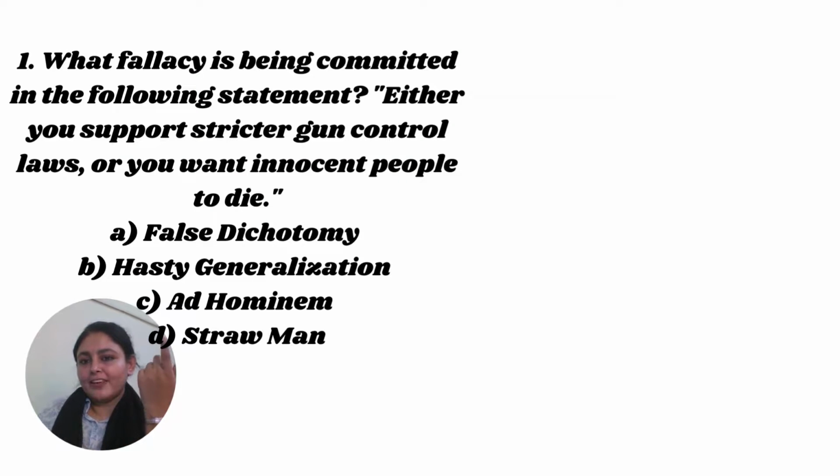Okay, so what fallacy is being committed in the following statement? Either you support stricter gun control laws, or you want innocent people to die. It's a false dichotomy, or hasty generalization, or ad hominem, or straw man. Your answer, counting three, two, and one. The answer is false dichotomy, because they are giving only two options, either black or white.